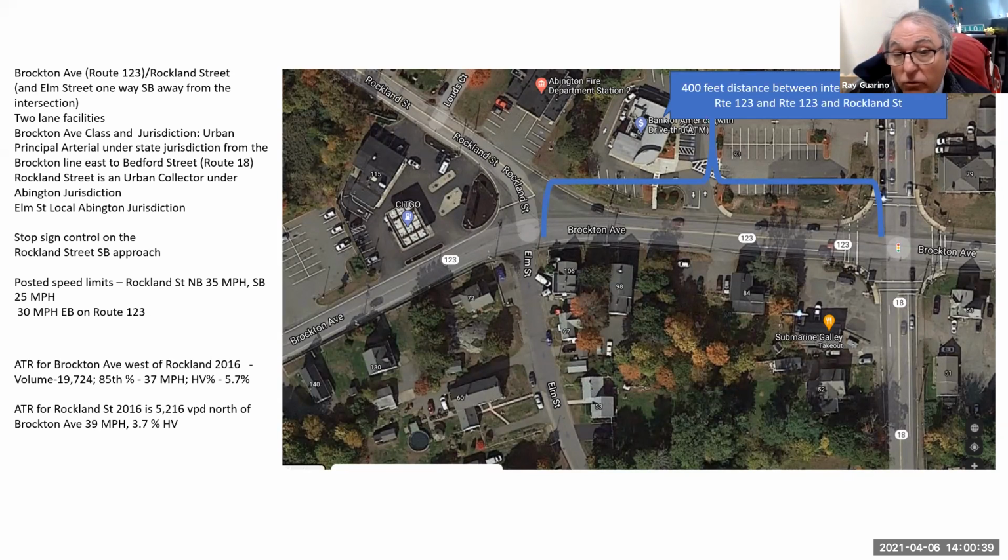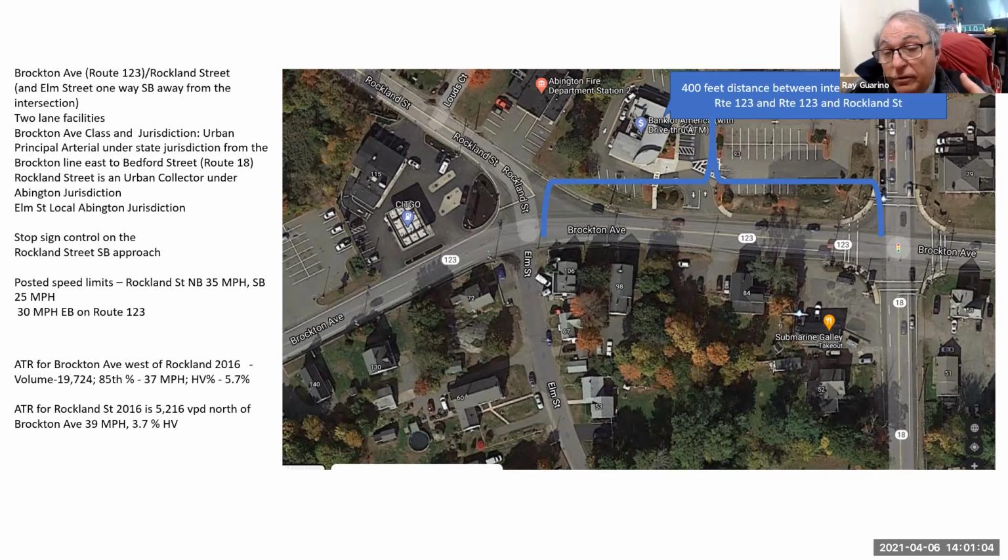And the other thing is, you know, signalization might possibly be a solution. I know it's close to the Brockton Ave, Route 123 and Route 18 traffic signal, but you can coordinate those signals, and that might help, because what might be happening is people might be coming down Rockland Street to take a left, and there's a huge queue.